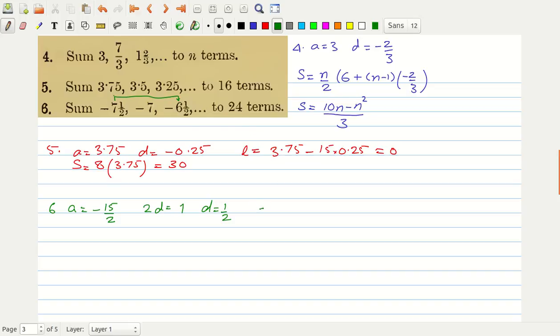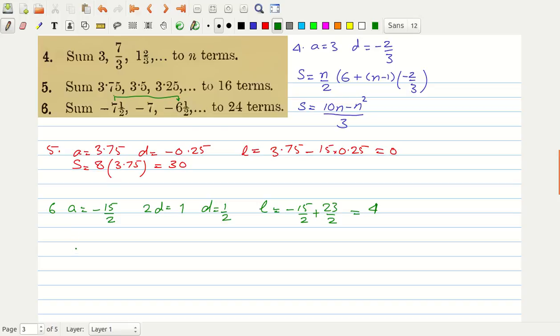So what will be the 24th term? The 24th term will be minus 15 by 2 plus 24 minus 1, which is 23, and the common difference is half. So 23 minus 15 is 8, divided by 2 is 4, right?